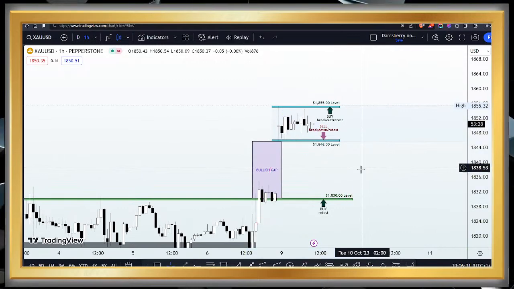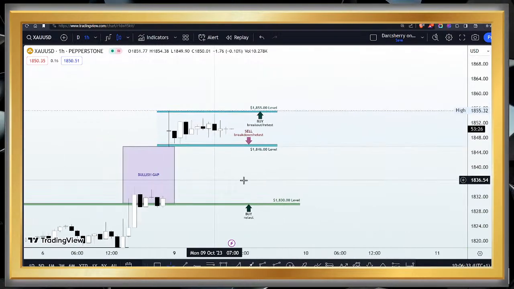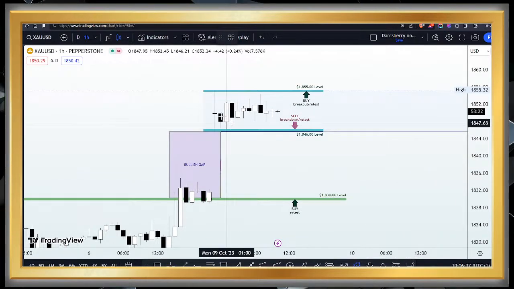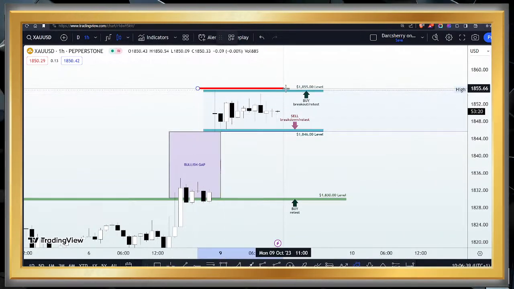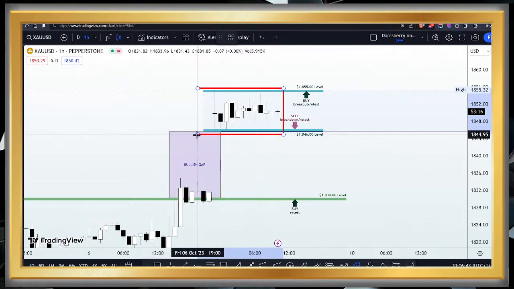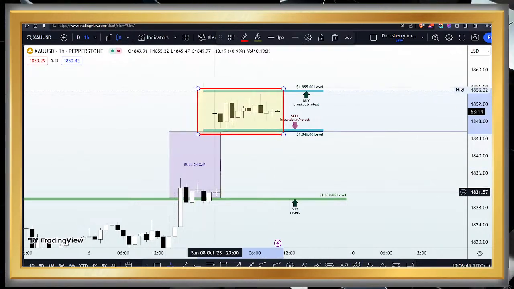Now you will see here that following the bullish gap, price has been confined within a range that is between the 1,855 and the $1,846 area, to emphasize the level of indecision at this point in time.